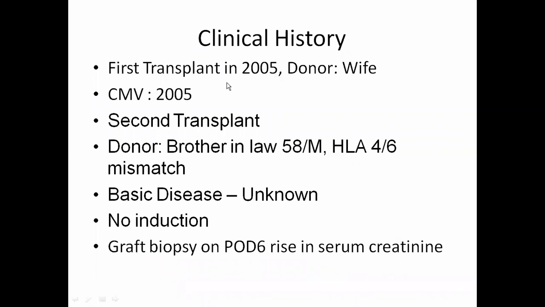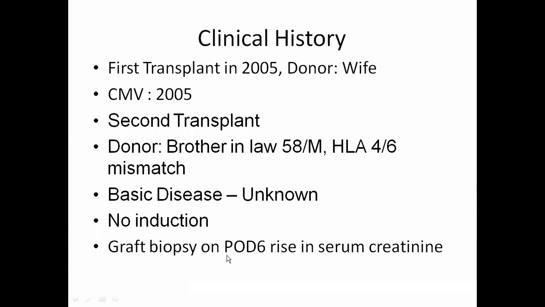This was a patient who was transplanted in 2005. Donor was wife. He had a CMV infection, and a second transplant was done. Sorry, this was the second transplant, and the first transplant was done in 2005. He had a CMV infection, and he had a lot of disseminated infection, and he lost his graft. Then a second transplant was done. Donor was brother-in-law. The basic disease was unknown.